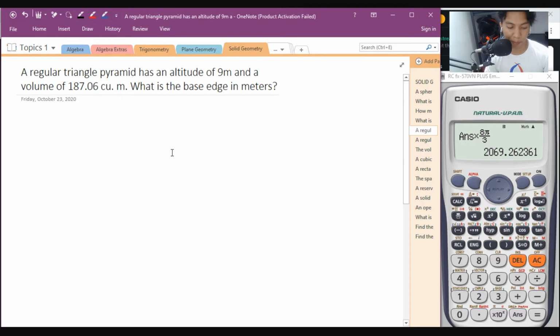Number 5. A regular triangle pyramid has an altitude of 9 meters. So, meron ka ng height. And a volume of 187.06 cubic meters. What is the base edge in meters? Ano daw yung kanyang edge or haba? Ibig sabihin, ano bang tinatawag na regular triangle? That is, anong tawag dyan? That is an equilateral triangle.